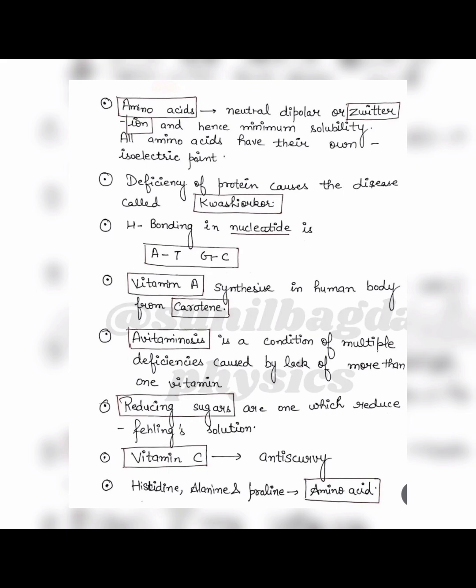Hydrogen bonding in nucleotides: adenine and thymine form 2 hydrogen bonds, whereas guanine and cytosine possess 3 hydrogen bonds between them. The source of vitamin A synthesis in the human body is carotene. Avitaminosis is a condition of multiple deficiencies caused by the lack of more than one vitamin. Any person who suffers from such a deficiency suffers from avitaminosis as a disease.